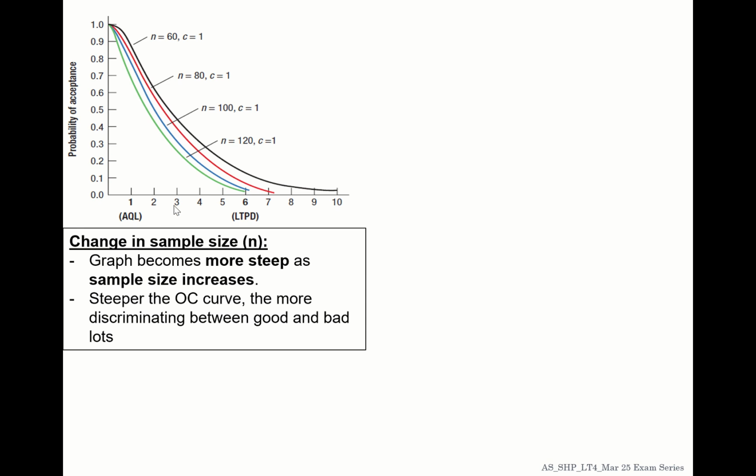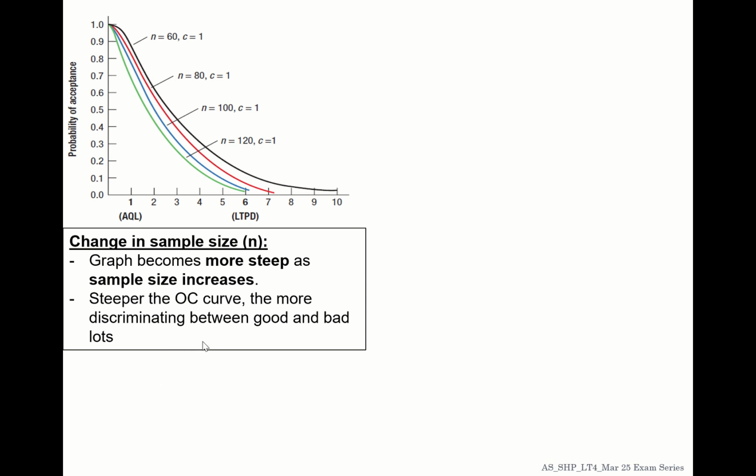You don't want to accept the rejects, right? So lower probability is better. Therefore, the steeper the curve, the better it is. That means less chance of you accepting a defective lot. I repeat, the steeper the curve, the less chance of you accepting a rejected product in the lot. This is the meaning of this.